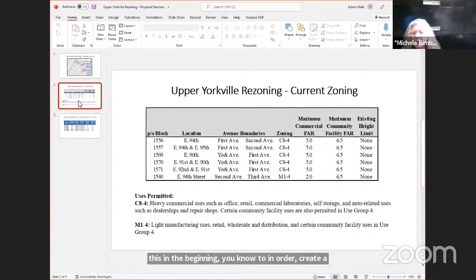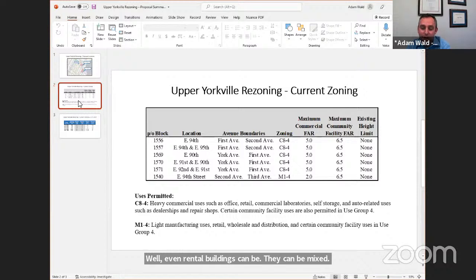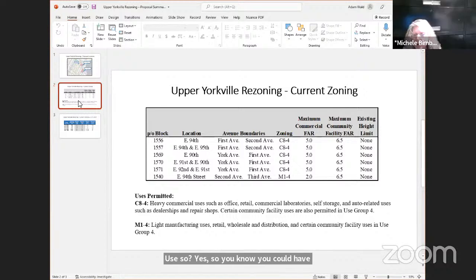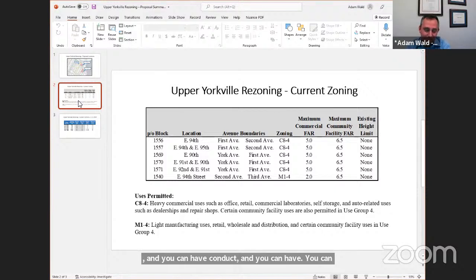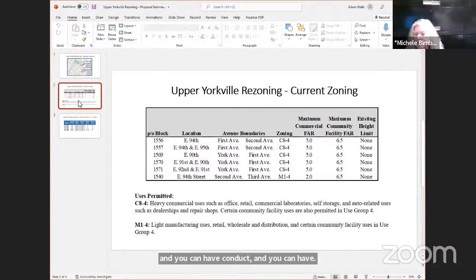Well, even rental buildings can be mixed use. They could, yes. So you could have retail and condo, and you can have condop, and you can have the retail on the bottom being a condominium, and you can have the upper level being half co-op and half rentals. So I don't know that this plan naturally ensures what you think it ensures.